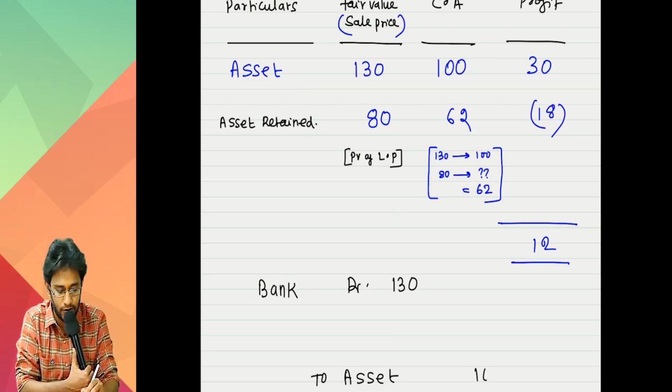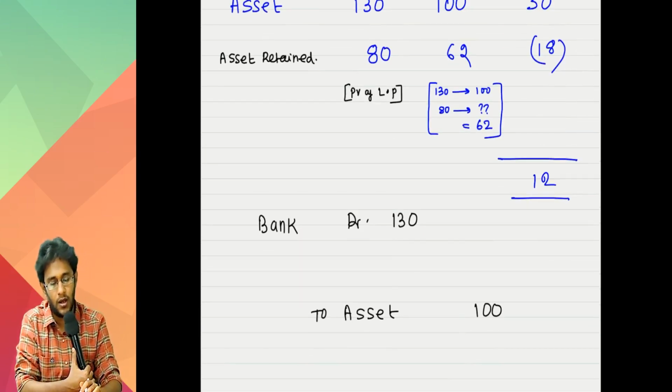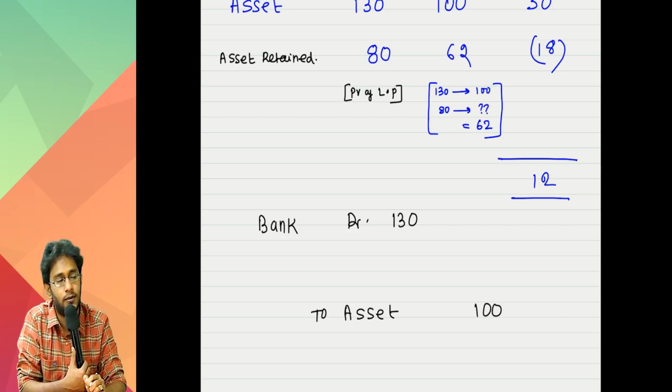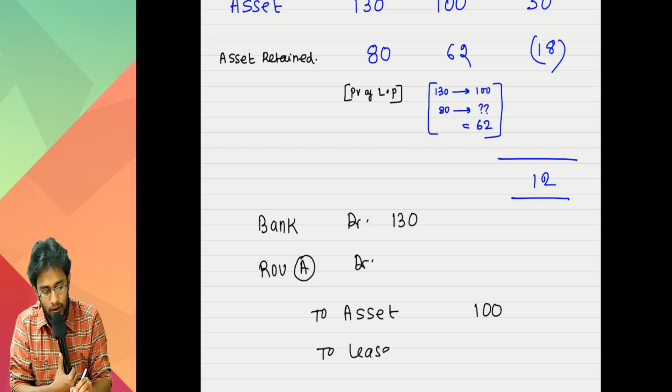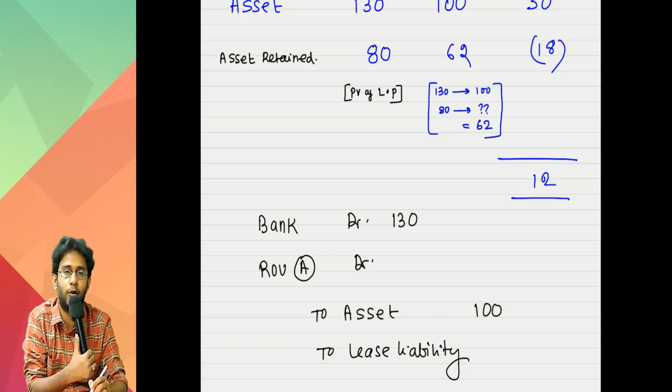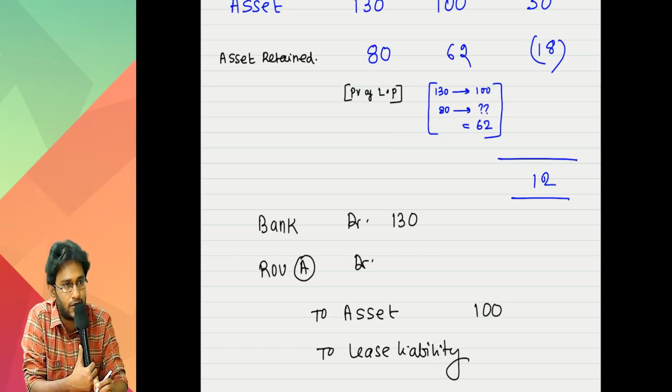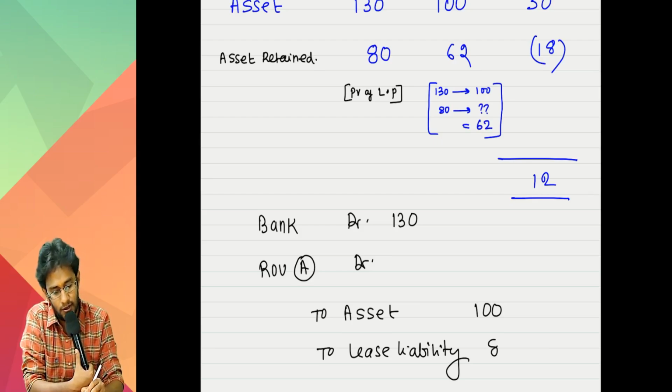The asset's carrying amount is 100. I have to write two more things now. What are the two more things? You have to recognize one ROU asset and you have to recognize one lease liability. Tell me, sir, lease liability will be recognized at what value? Present value of lease payments. What is the PV of lease payments? 80.